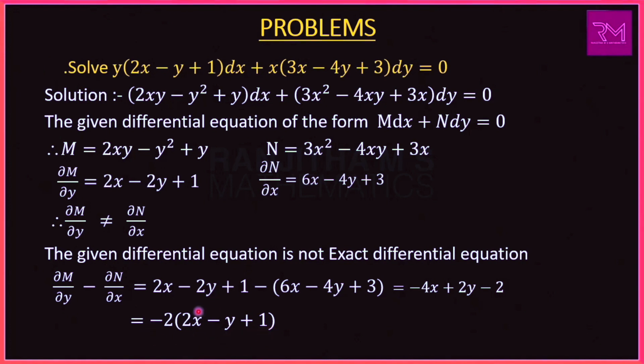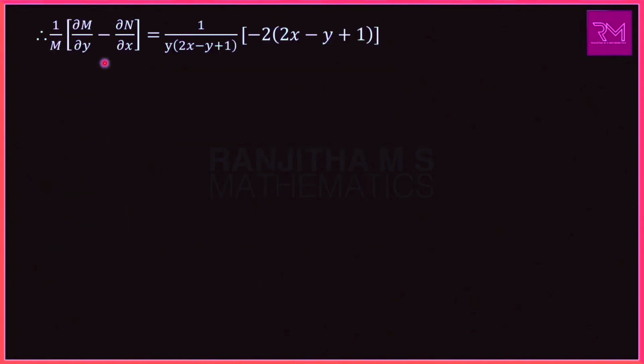So this value is close to M, so we have to multiply ∂M/∂y - ∂N/∂x with 1/M. That is the next step. Therefore, (1/M)(∂M/∂y - ∂N/∂x) is equal to 1/(y(2x - y + 1)) into (-2(2x - y + 1)). Now we can cancel this term. The remaining is -2/y.